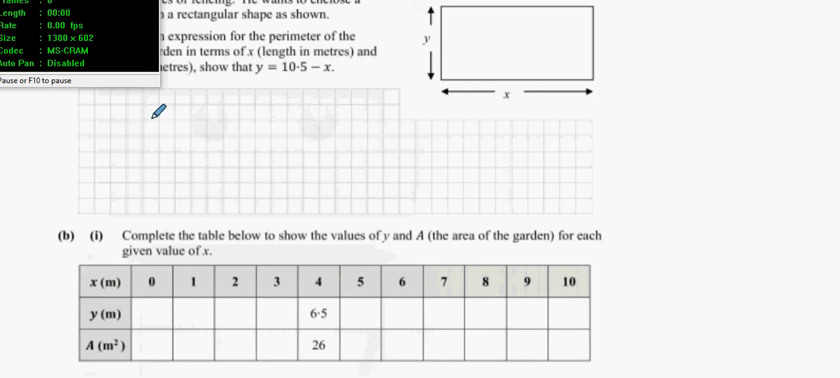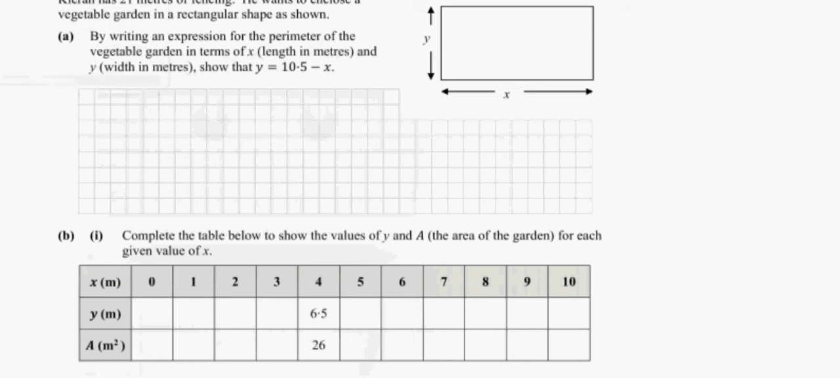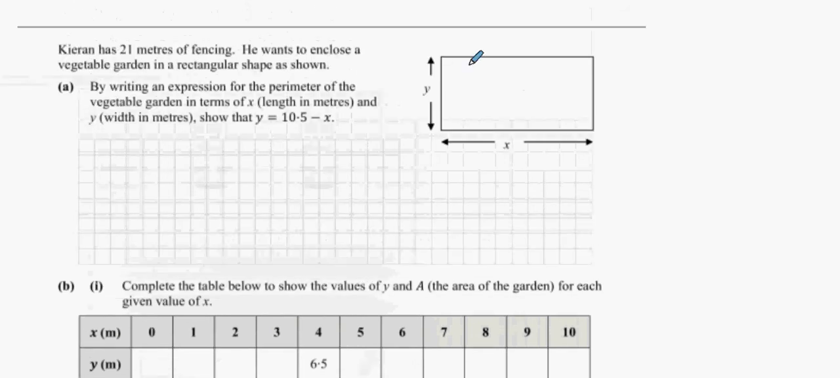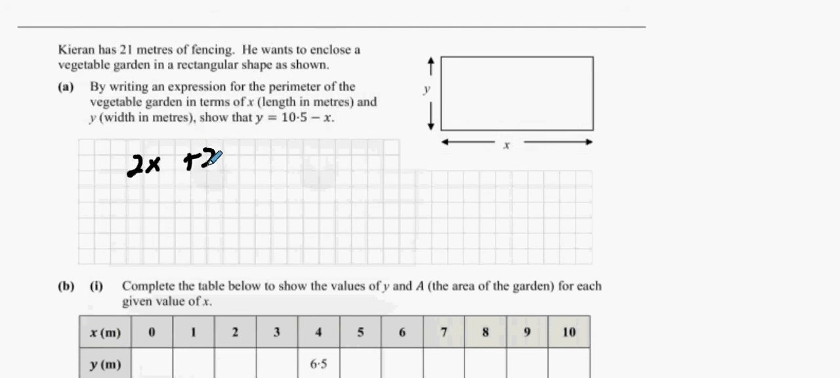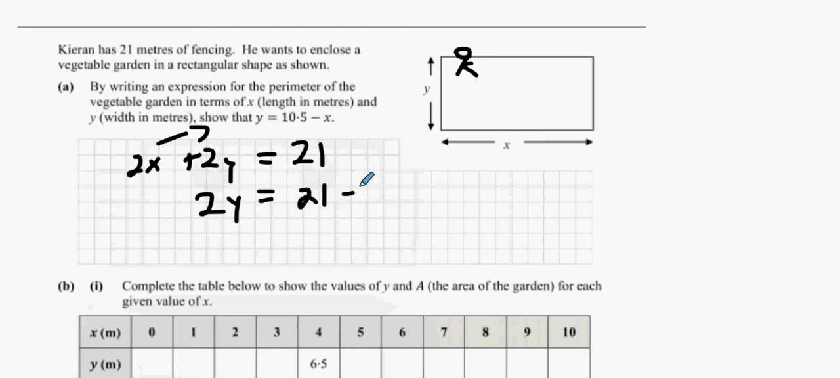John, right? So lads, what we did the last day was we did the perimeter. This is 2x plus 2y, isn't it? Because you have to run 2x's and 2y's to do a full lap. Is that okay? 21. Bring the 2x over the other side and we get 21 minus 2x, divided by 2, and you get 10.5 minus x.